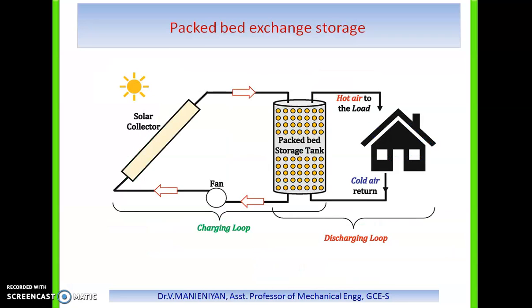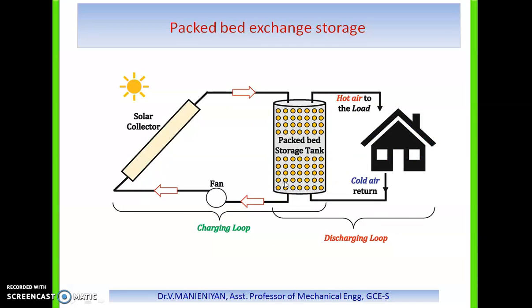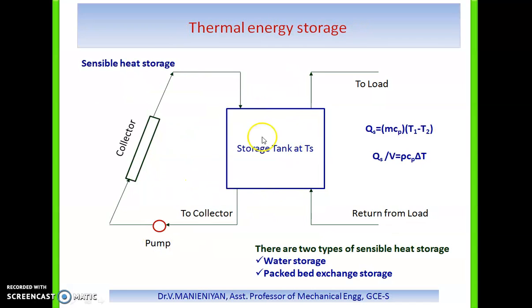The next one is the packed bed storage system. In sensible heat storage there are two different types of system: one is the water system and the second is the thermal storage packed bed system. So this is the arrangement for the water system. In a water system, the most common heat transfer fluid in a solar system is water, and it is the easiest way to store thermal energy.